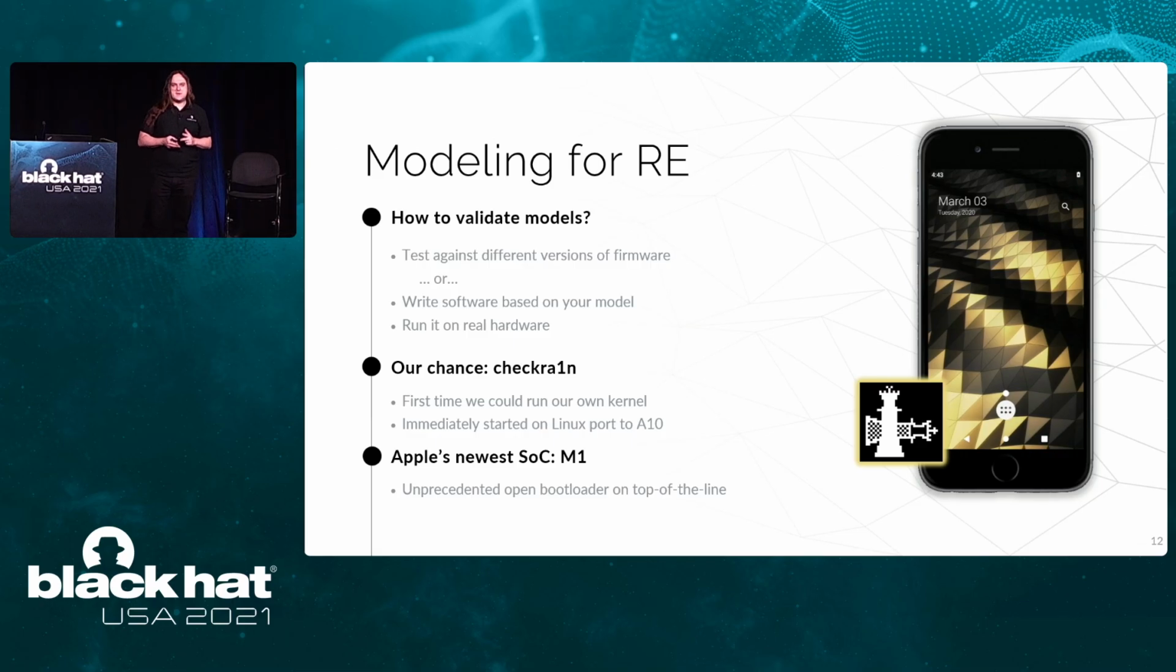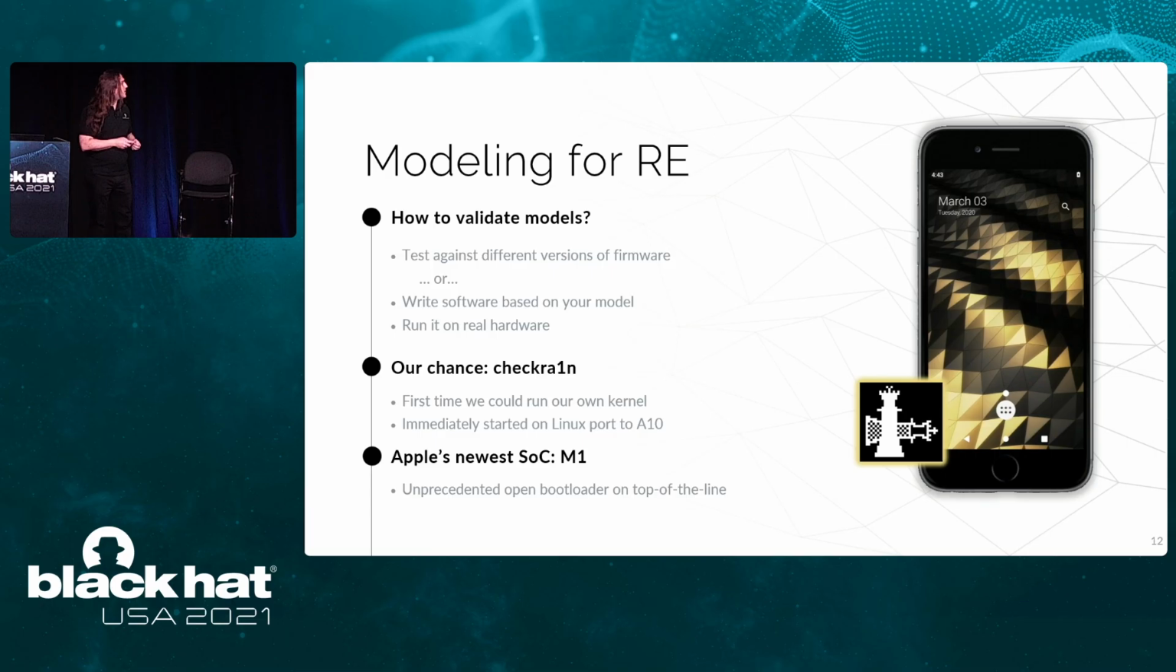But every now and then we get the opportunity to do the validation the other way around, where we write our own software and run it on the real hardware. So with Apple, this is notoriously difficult. They have lockdown bootloaders that will generally not permit you to load your own software. And our first chance to really try this different way of validation was when Checkra1n came out 2 years ago.